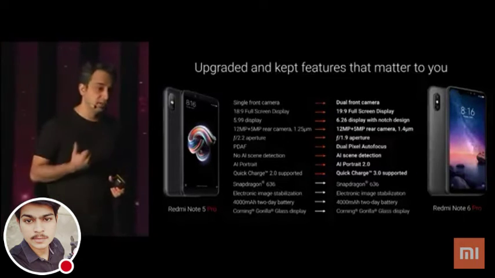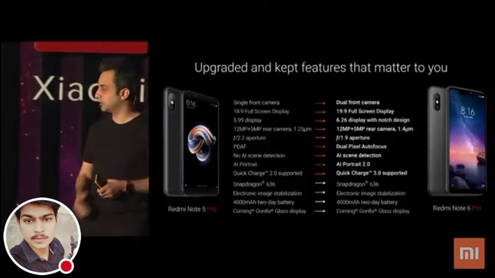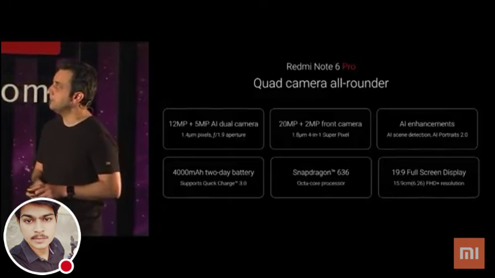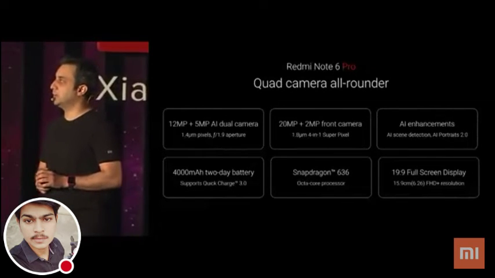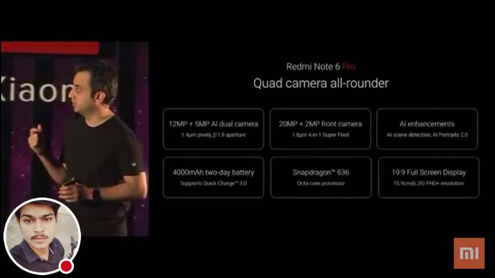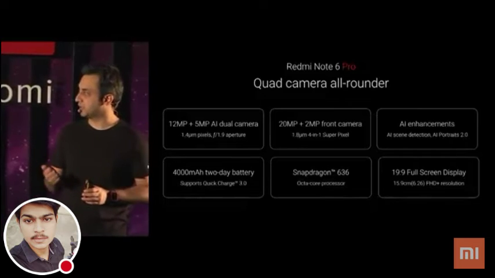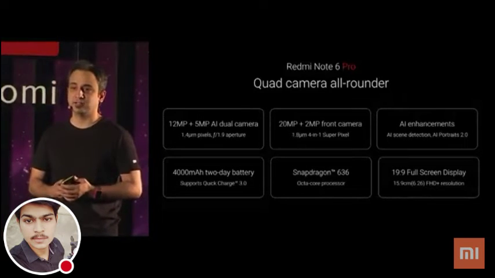We've got a noteworthy 4000 mAh 2-day battery life. We've got Corning Gorilla Glass display protection in the front, making this a perfect quad cam all-rounder. Again, to sum it up, dual cameras at the back, dual cameras in the front, AI enhancements, 2-day battery life, Snapdragon 636, and the all-new display.